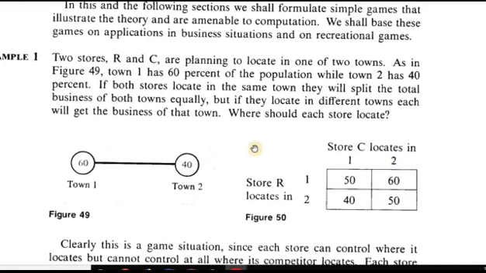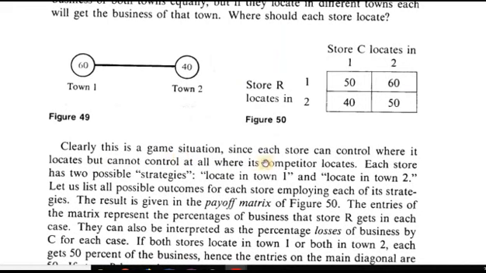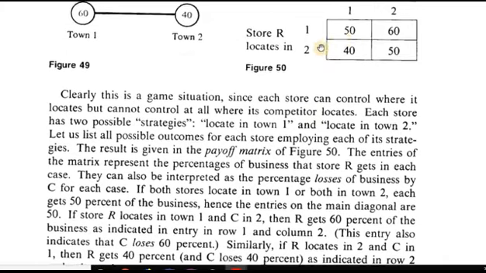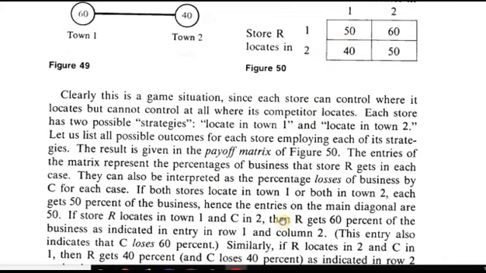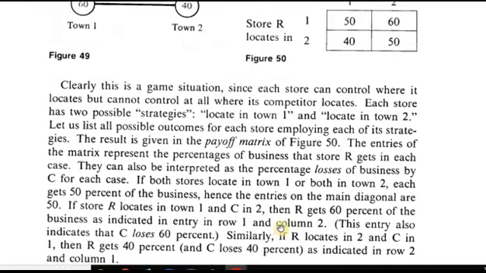Okay. All right. So this is a game situation, since each store can control where it locates, but cannot control where the competitor locates. All right. So this gives the same description of what I just said, and we have this so-called payoff matrix in figure 50. Okay. And here it says the same thing, that these are the percentage gains of store R and the percentage losses of store C. Okay. So how should players play this game?